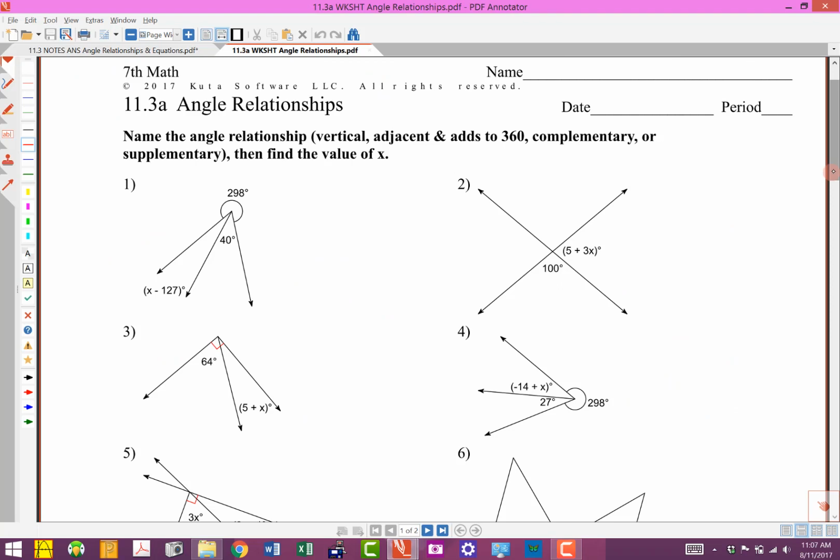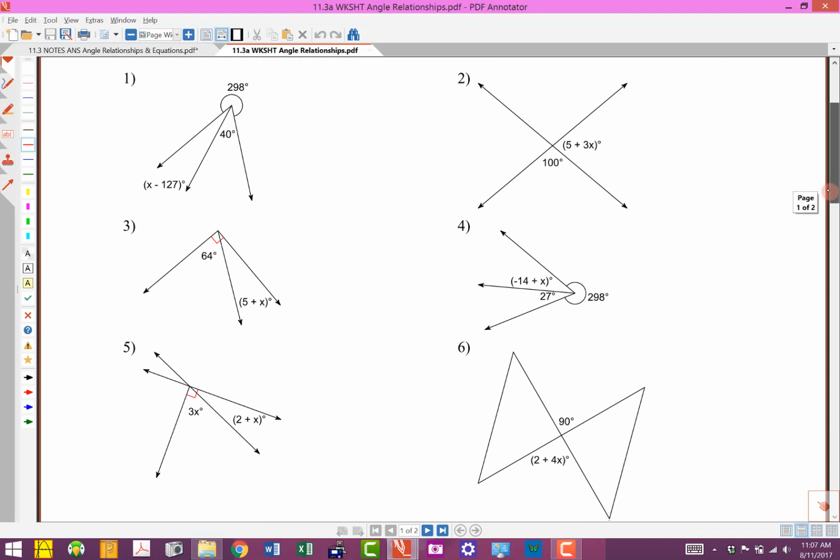Okay, I've got your worksheet up here, and I said we were going to take a look at problem number 4 and number 18. So let's take a look at number 4. Here, you'll notice we don't have anything like intersecting lines. This is a lot like the one that we just got done doing. You'll notice that they are all next to each other, and we can go all the way around full circle. So there's this big 298 degree angle right here. This one's 27, and then this one's the one with the variable. It's negative 14 plus x.